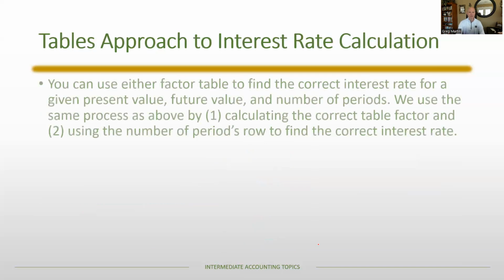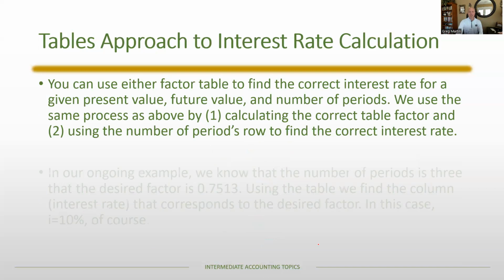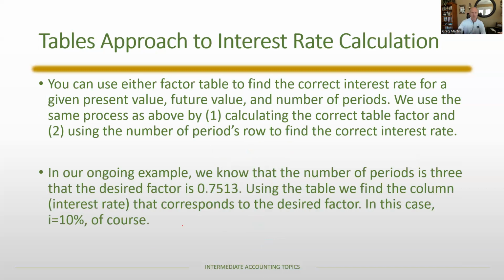With the tables, there's a similar challenge in that you've got to get that factor and figure out the intersection. And again, we're going to use that same example. So we know that the factor was 0.7513. We already solved for that last time. It was the ratio of the present value to the future value, 0.7513. And in this case, we don't know the interest rate, but we do know the N.